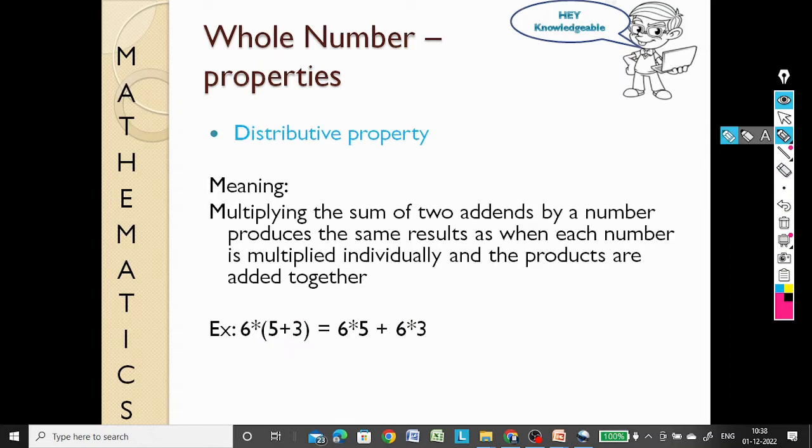So let's see what the distributive property tells. It tells that multiplying the sum of two addends by a number produces the same result as when each addend is multiplied individually and the products are added together. So now let's go to the example. Here, 5 and 3 are addends. Either you add these two, that is 5 and 3, and then multiply by 6, or you individually multiply 6 and 5 and 6 and 3 and then add. It will give you the same result. On the left hand side, it will give you 6 into 8, that is 48. Coming to the right hand side, it will give you 30 plus 18, that is 48.